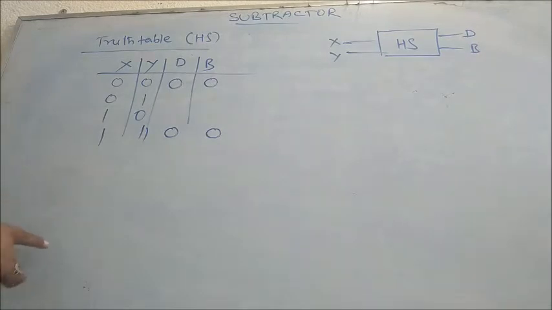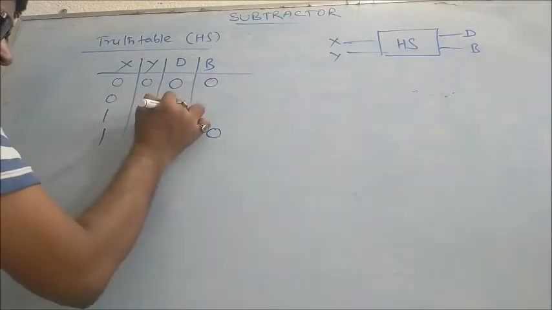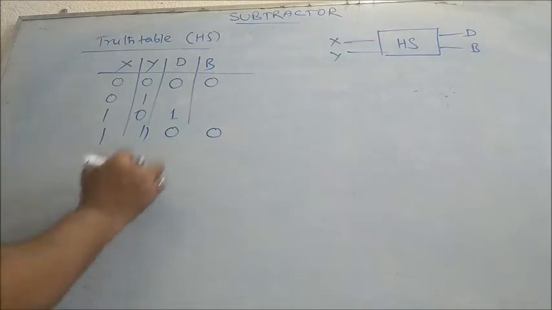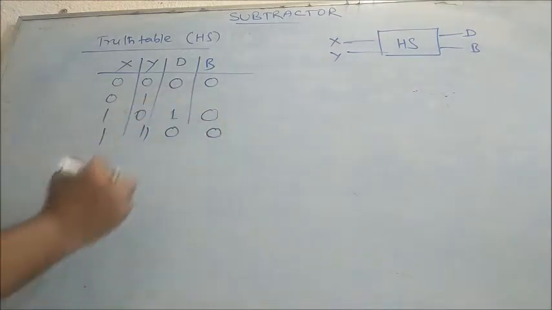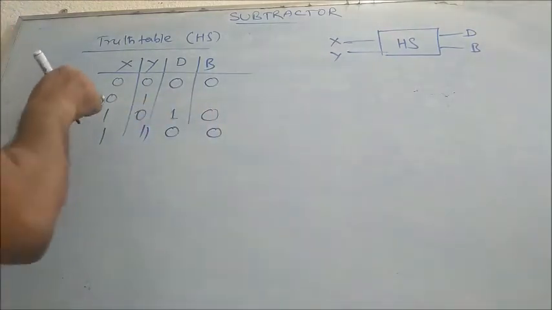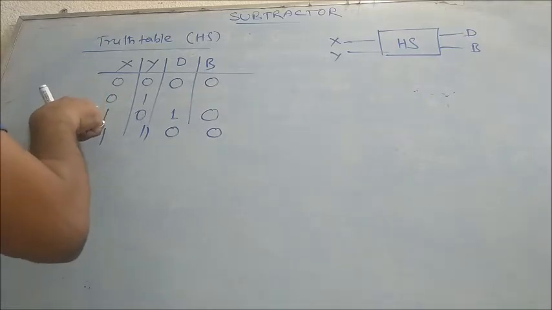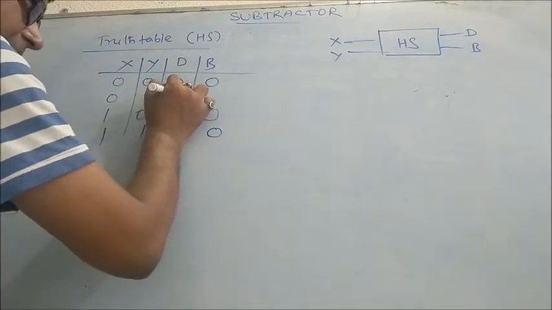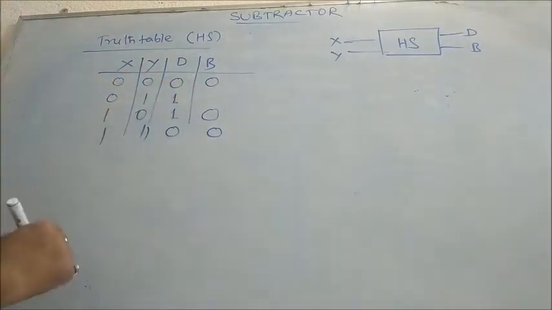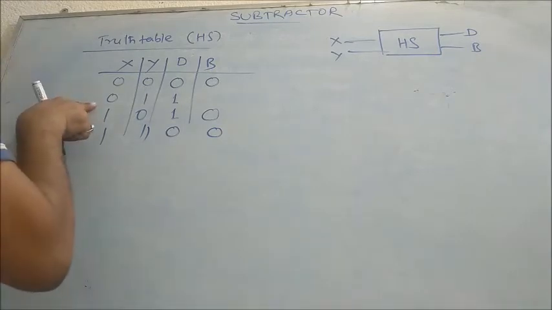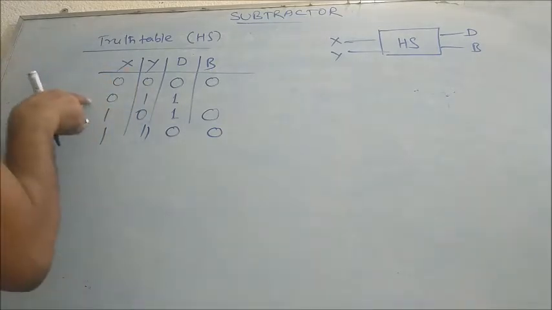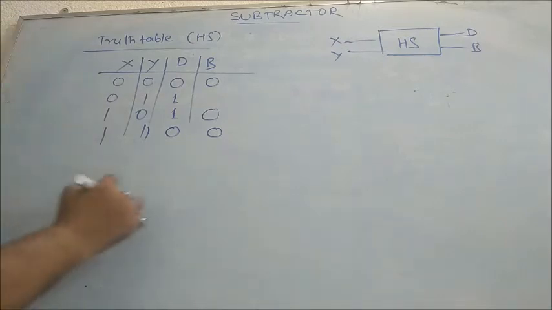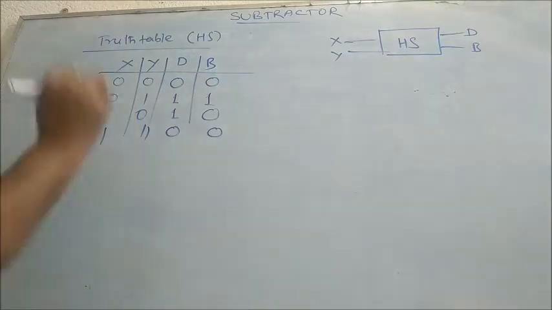Next, 1 minus 0 is 1, and here I don't have any borrow at all. But while performing the subtraction between 0 and 1, that is 0 minus 1, the difference will be 1. How will it be performed? 0 cannot perform 0 minus 1, it has to take some borrow, right? So borrow has to be taken, that is why in this case borrow will be 1.